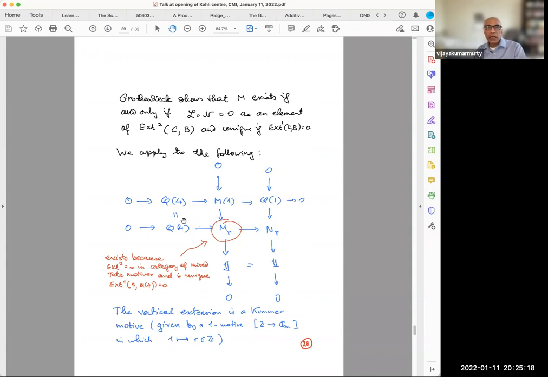And now I can assert that this extension exists, namely because everything I'm using are Tate motives, and in the category of Tate motives, Ext² is 0, again by Dillon-Gontarov. And also by the theorem of Borel-Voevodsky that I quoted before, Ext¹(Q, Q(4)) is 0, remember? So therefore the M_R exists and is unique. So this gives me a construction of a motive, M_R.